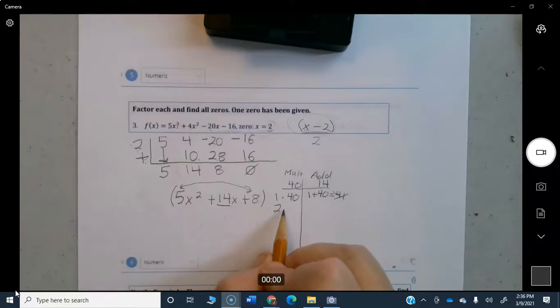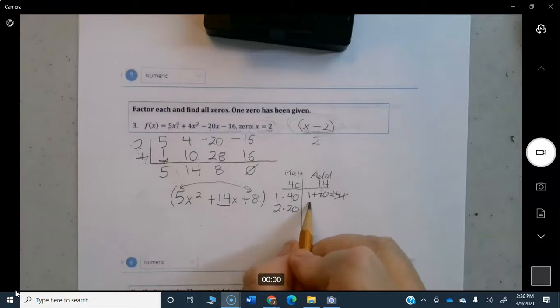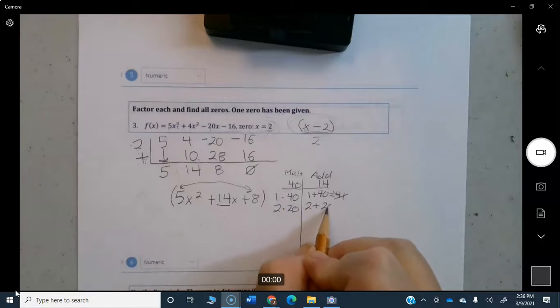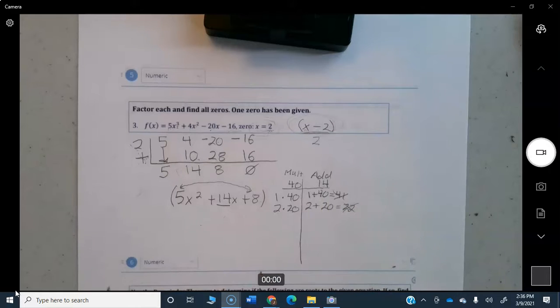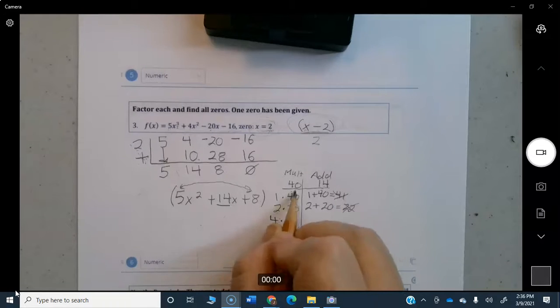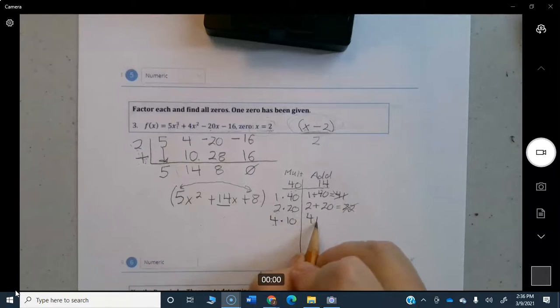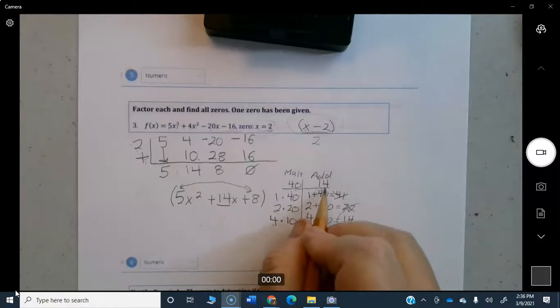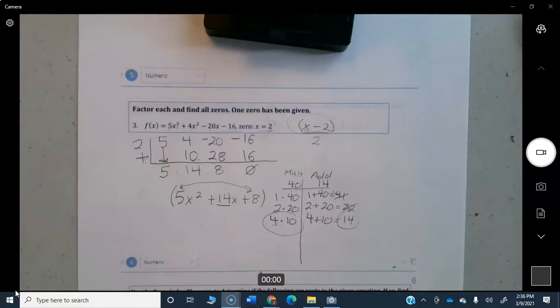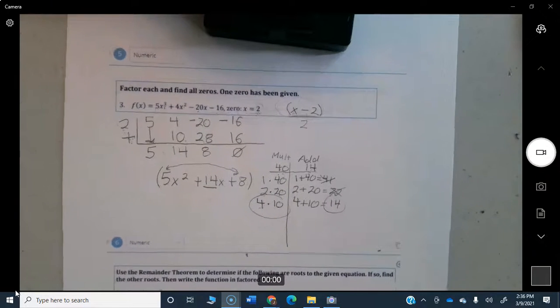Next, 2 times 20 equals 40. That's good. And 2 plus 20 equals 22. That's no good. We need to have 14. 3 doesn't go into 40, so we can skip it. 4 times 10 equals 40, and 4 plus 10 equals 14. That's the one we're looking for. So that means the two numbers we're looking for are 4 and 10.